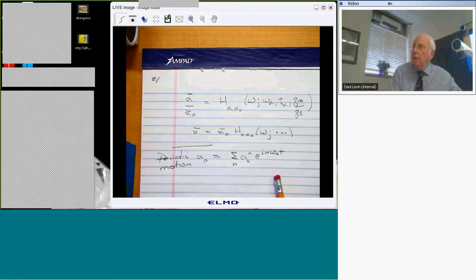But because it's a linear system, once I know that alpha naught is represented in this way, I can immediately write down alpha itself in this way, right? How can I do that? I'm glad you asked me.